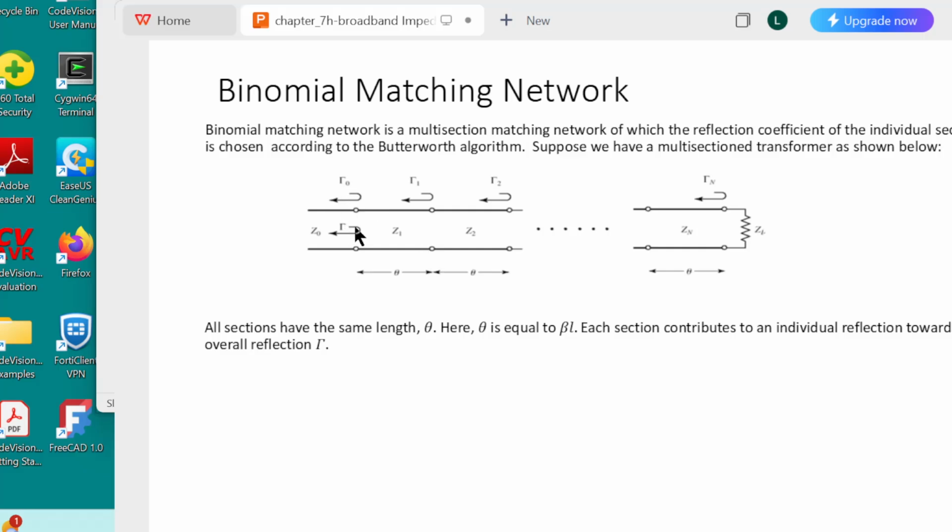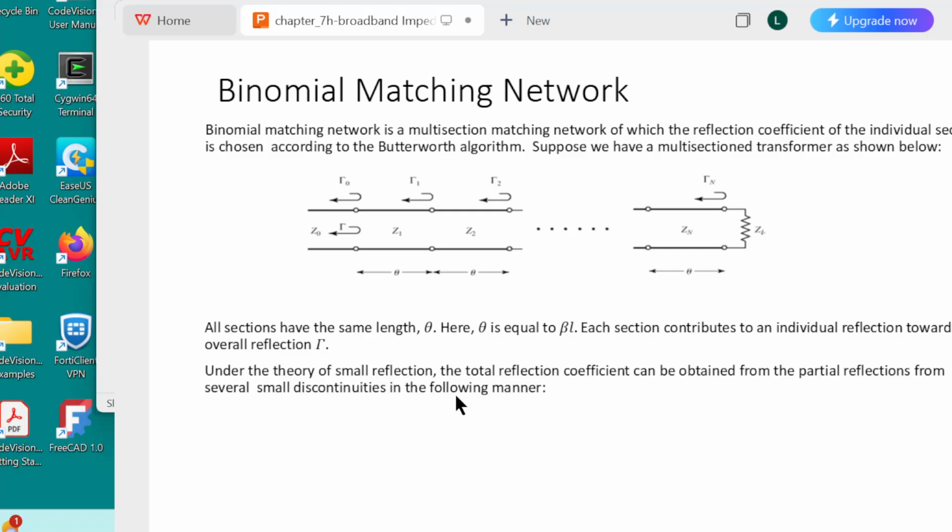And all of them contribute a reflection coefficient. But as far as the input from the left-hand side is concerned, the reflection coefficient can be derived, but the derivation is out of scope in this slide. It can be calculated under the theory of small reflections.